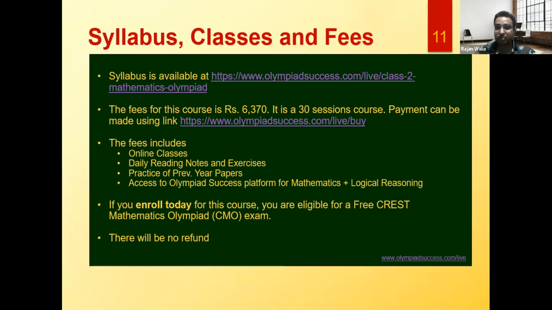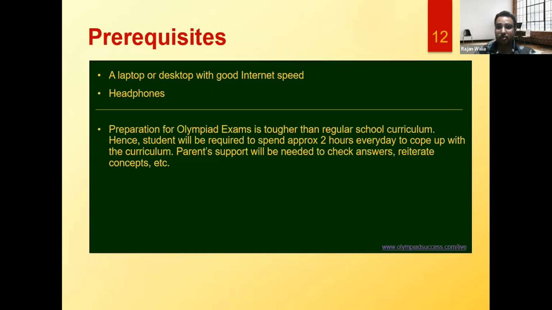So the fees for this course is 6,370, and there will be 30 sessions in this course. Okay, students, the payment link I will share in the chat. The fee includes online classes, daily reading notes and exercises, previous year papers, and you will get access to the Olympiad Success platform for mathematics as well as logical reasoning worksheets. And students, if you enroll today, you are eligible for a free CMO exam, that is Best Mathematics Olympiad. So to join this course, what you need is a laptop with good internet speed and headphones.